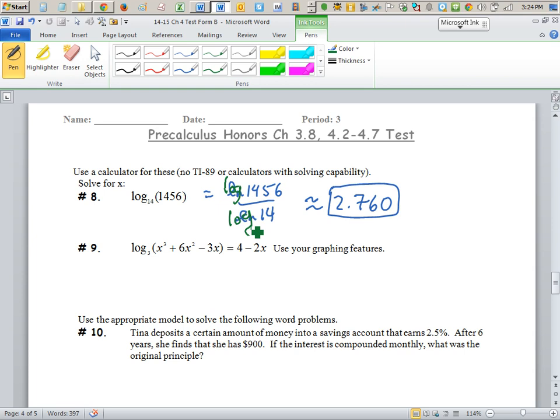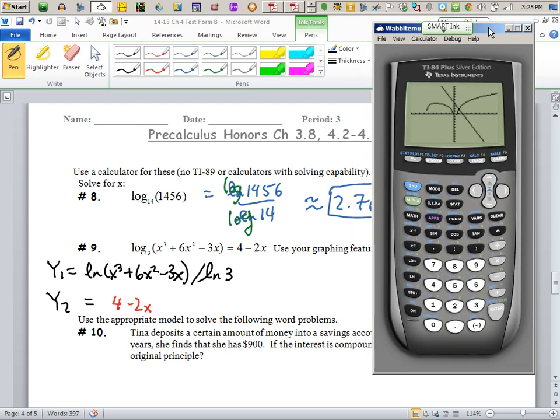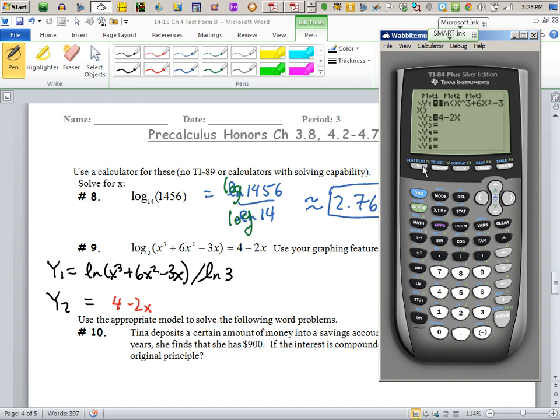Okay, for this next one, you're going to want to go into your calculator graphing editor and type in y1 equals ln of x cubed plus 6x squared minus 3x all over ln 3. That's my way of typing log base 3 of x cubed plus 6x squared minus 3x. And y2 equals just simply 4 minus 2x. Okay, now when you press graph, you should see the following image. Okay, so this is after entering both functions into the editor. See? Oops, I forgot to do the over ln 3 here. So let that be a lesson to all of us.